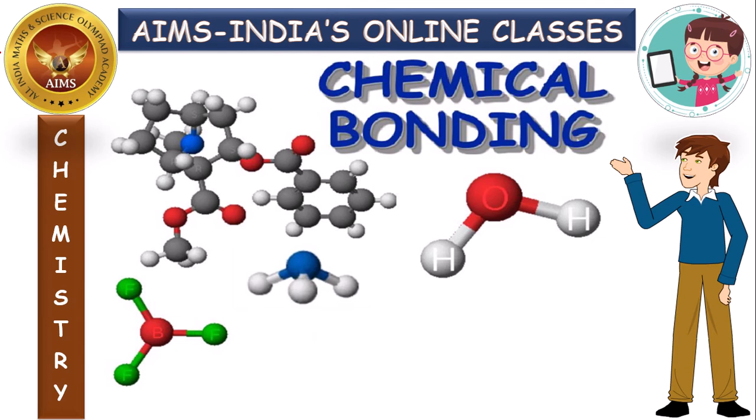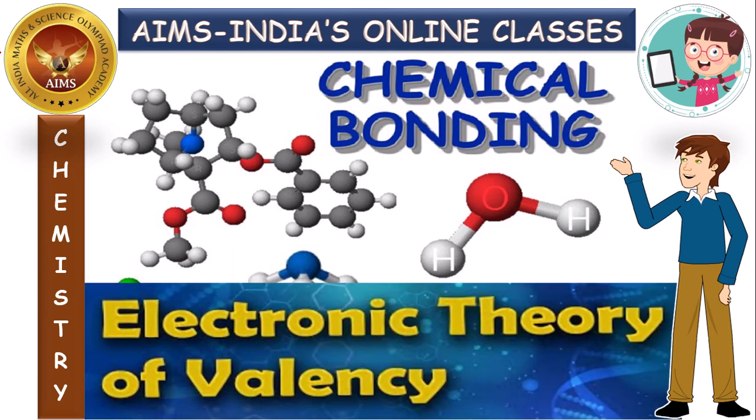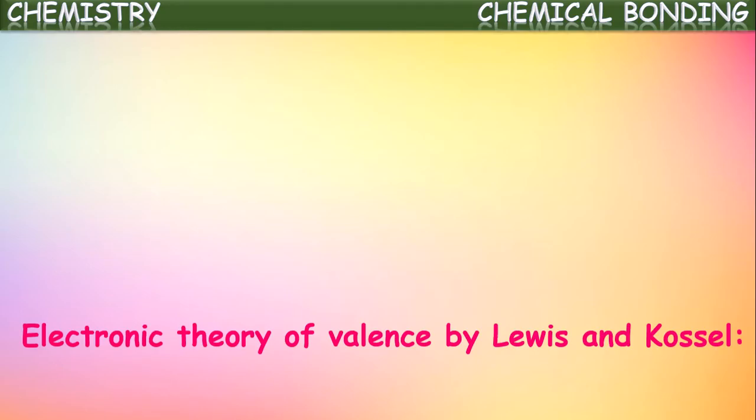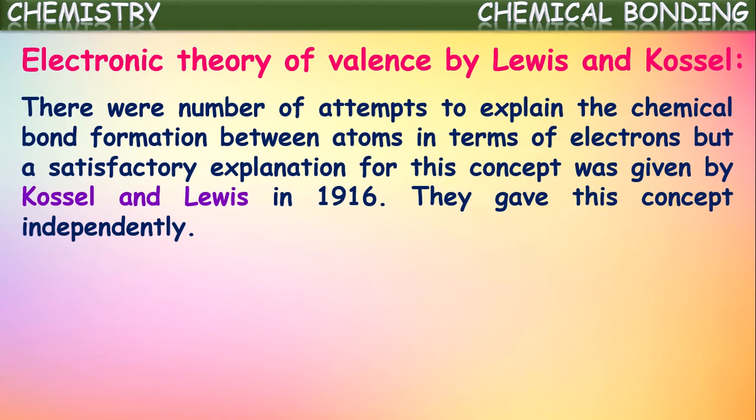Okay, in this session let us see about the electronic theory of valency, which was explained by Kossel and Lewis to understand the chemical bond formation by different elements. There were a number of attempts to explain the chemical bond formation between atoms in terms of electrons, but a satisfactory explanation for this concept was given by Kossel and Lewis in 1916.